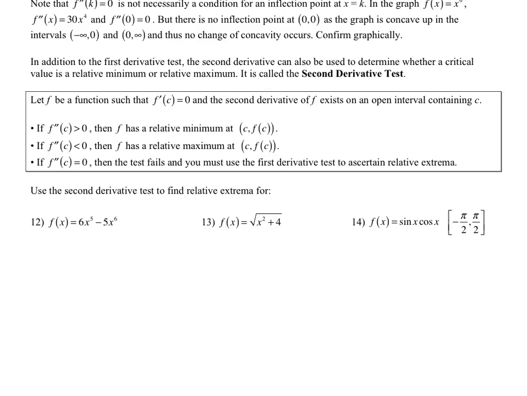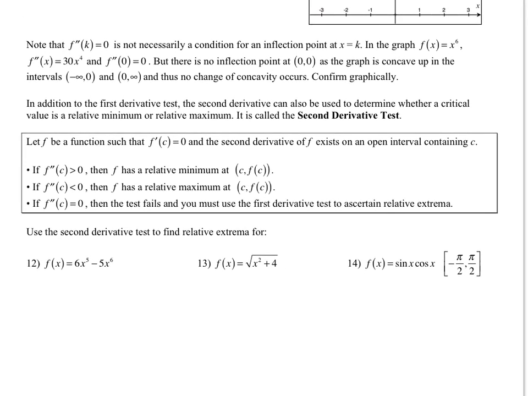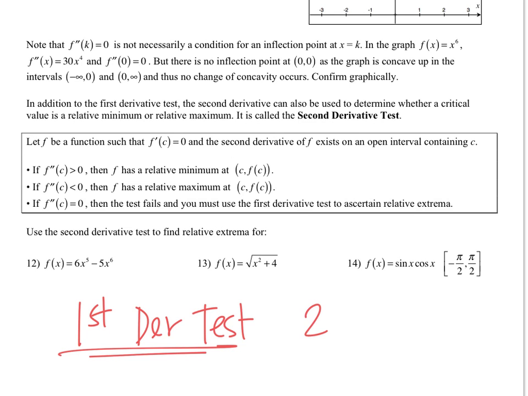The second derivative test, which you can find on page 114, is another test we can do to find relative maxes and mins. So we already talked about the first derivative test to find maxes and mins. We can also use a second derivative test. I'll be very honest with you, you should know both of them.